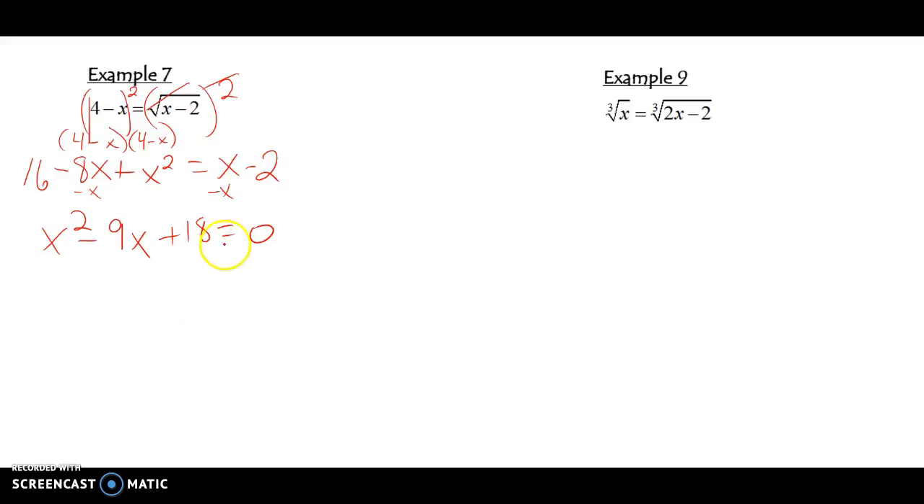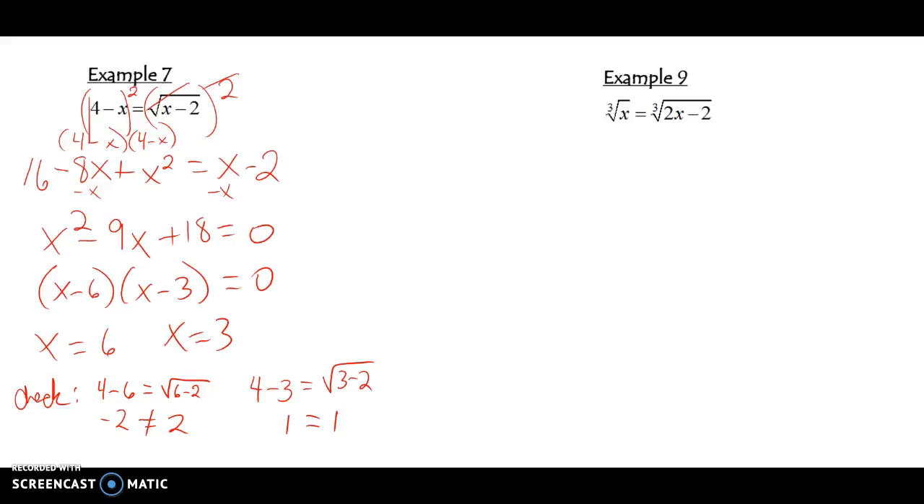So now to solve this, I'm going to use factoring. Okay, so this x squared minus 9x plus 18 equals 0 will factor into x minus 6 and x minus 3. Those are the two numbers that multiply to give us positive 18 but add to give us negative 9. So we'll get the solutions x equals 6 and x equals 3. And now remember, we can't have what's underneath this root being negative, and we need to make sure all of our answers are correct. So checking is extremely important here.